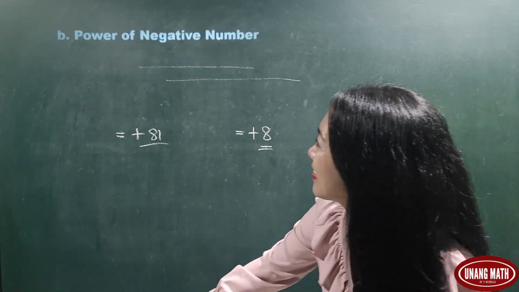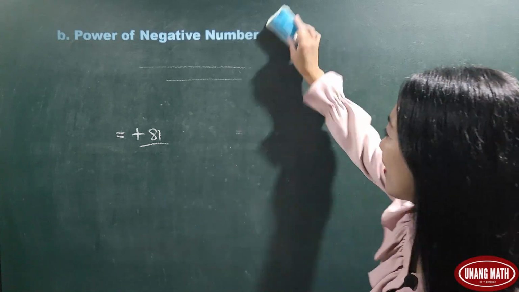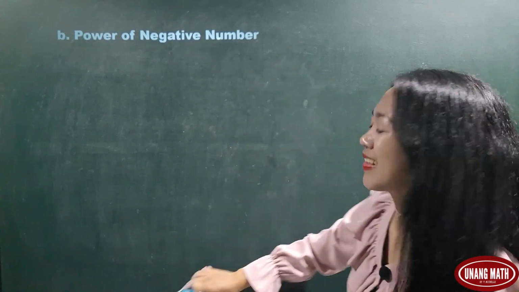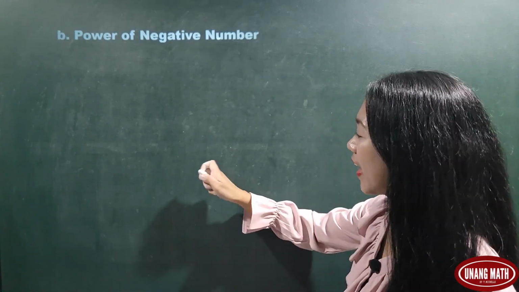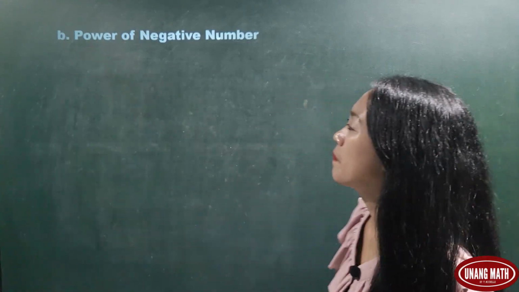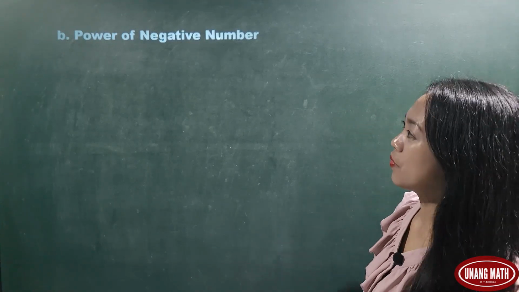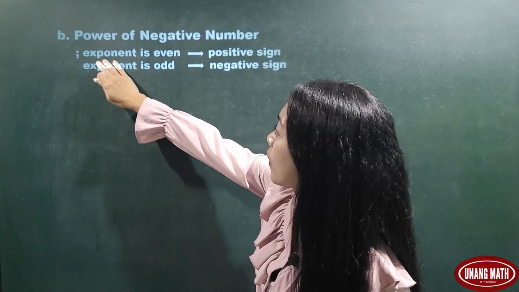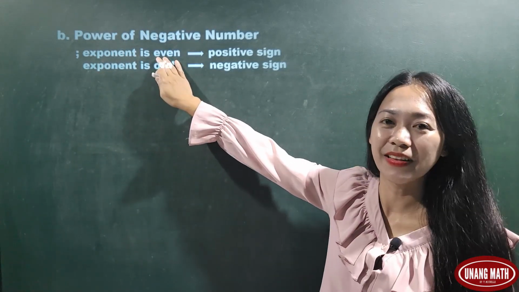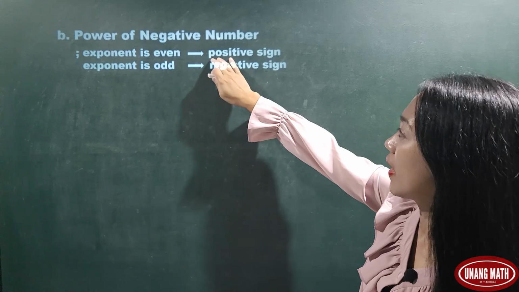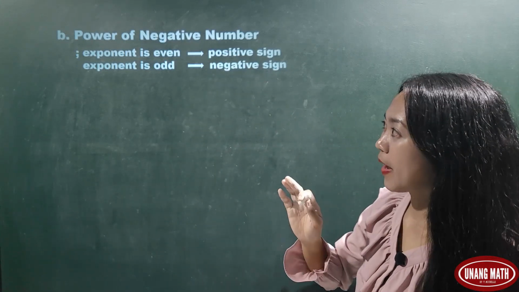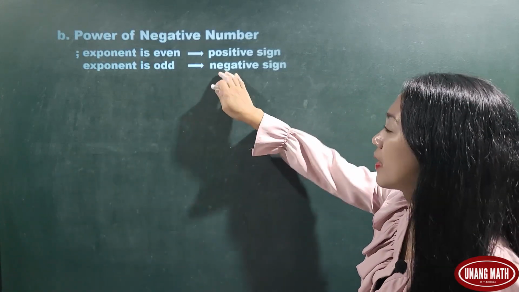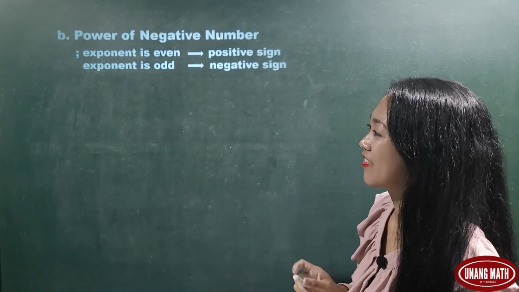Okay, let's move on. This time, the power of a negative number. When we say negative number, the base is negative and it is raised to a certain power. So what is the rule? If the exponent or power is an even number, the product is positive. But if the power or exponent is an odd number, the product is negative.